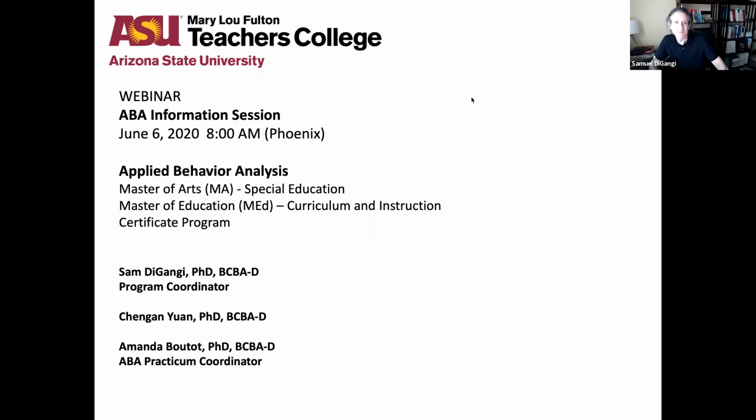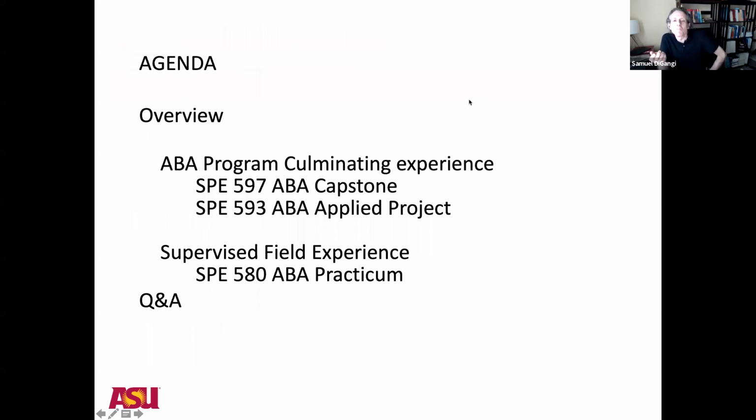Our focus today is going to be on the culminating activities of the program and also on our optional field experience supervision course. And so we certainly will be open to any other questions that you might have. The way that we will approach this, we'll go through some slides as an overview for each of these areas, starting with the culminating experience, SPE 597 ABA capstone and SPE 593 ABA applied project, and then the supervised field experience option, and then we'll be open for questions.